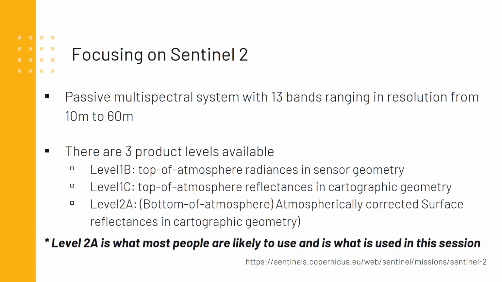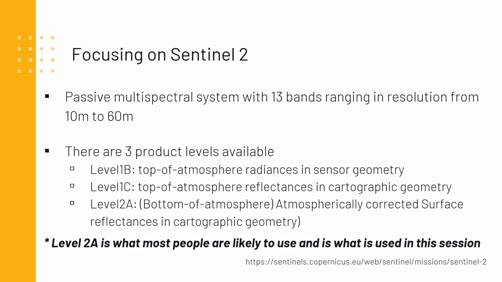Focusing in on Sentinel-2 data, again, this is a passive multispectral system. It contains 13 bands ranging in resolution from 10 to 60 meters. When you look at this data, there are 3 product levels that are available. There's level 1B. This is top of atmosphere radiances, but it's in sensor geometry, meaning the coordinates might not be as intuitive. Level 1C is also the top of atmosphere, but it's the reflectances, and it's in cartographic geometry, meaning it's in a geometry that makes sense to most computer systems.